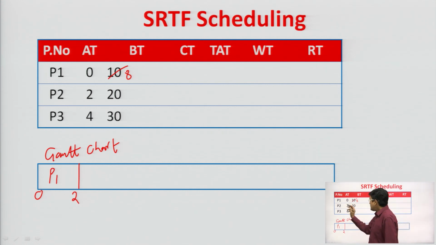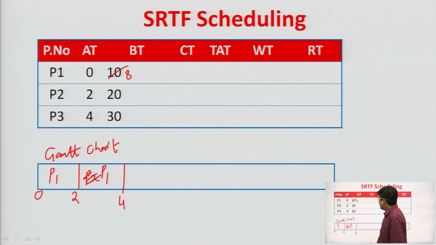At time 2, process P2 has also arrived. So, let us allocate the CPU to P2. No, sorry, it will not be allocated to P2 because P1 has the smaller burst time. So, P1 will continue. Let us continue P1 up to 4, that is 2 more units of time, and at time 4 its remaining burst time will be 6. We have not allocated the CPU to P2.